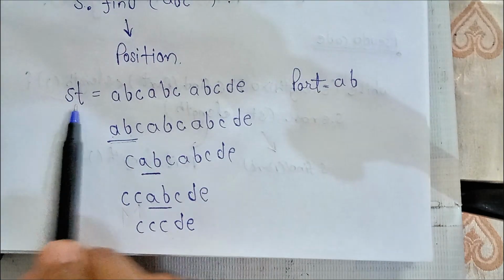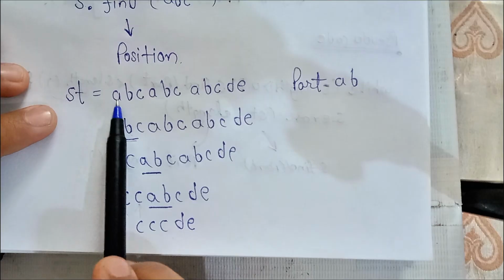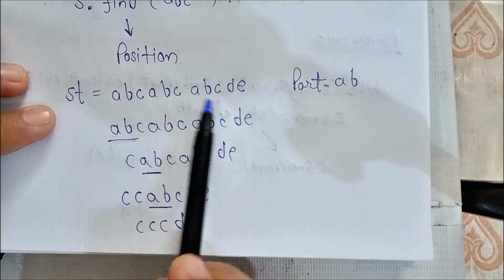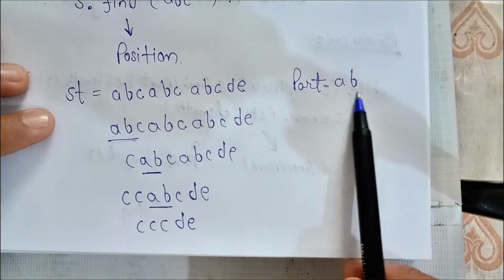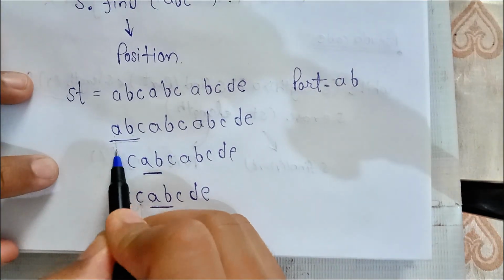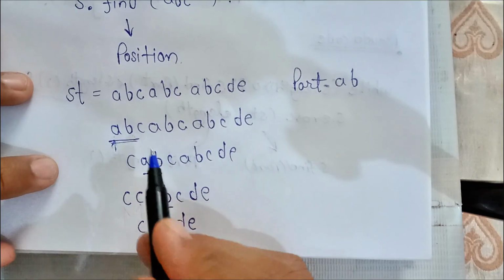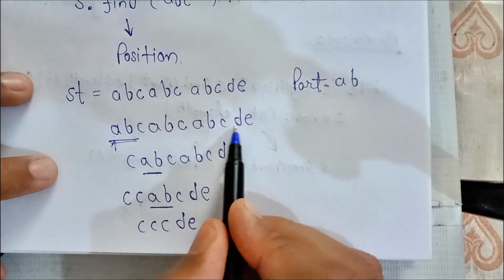Here we have one more example. Here the name of the string is st. The string is like this: abc abc abc d. The part we need to remove is ab. So moving forward, we have here a. After a we need b. B is also there, so we will erase this part and create a new string, the remaining string.